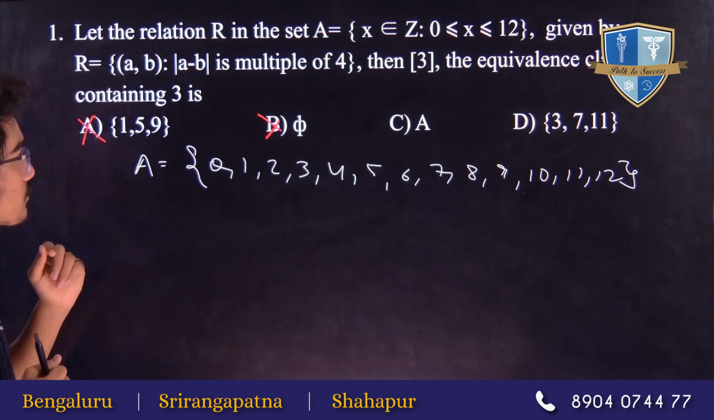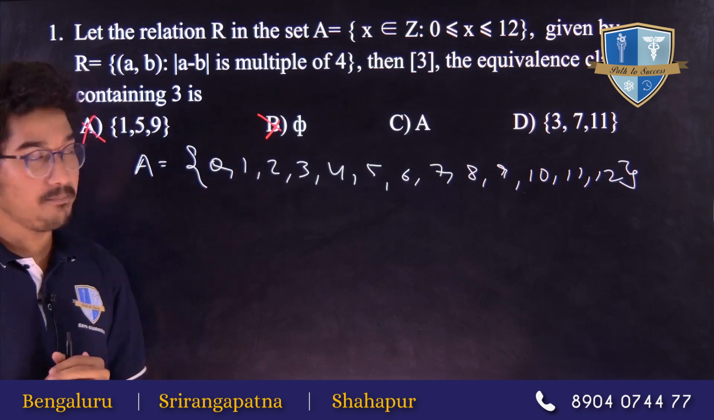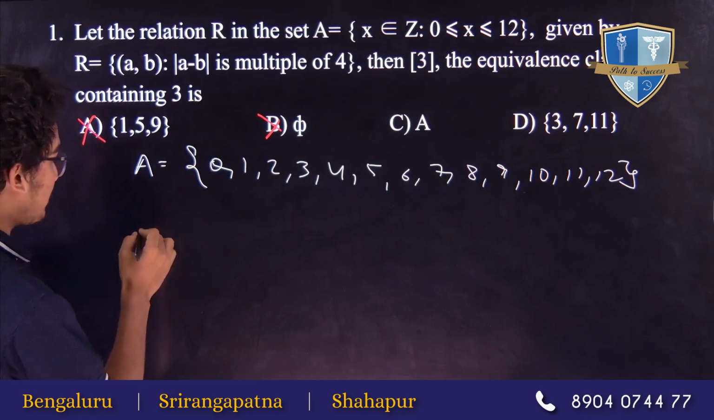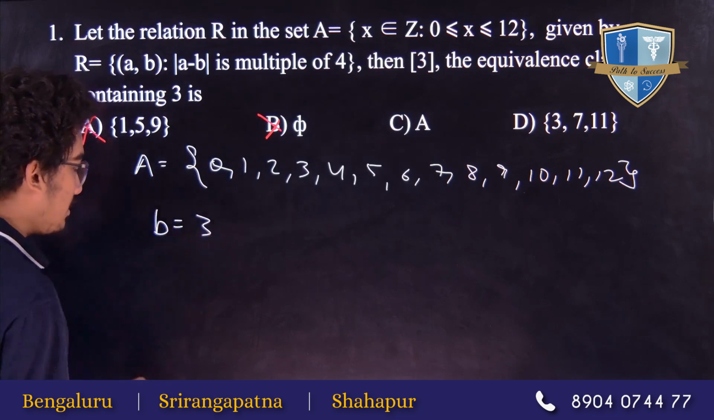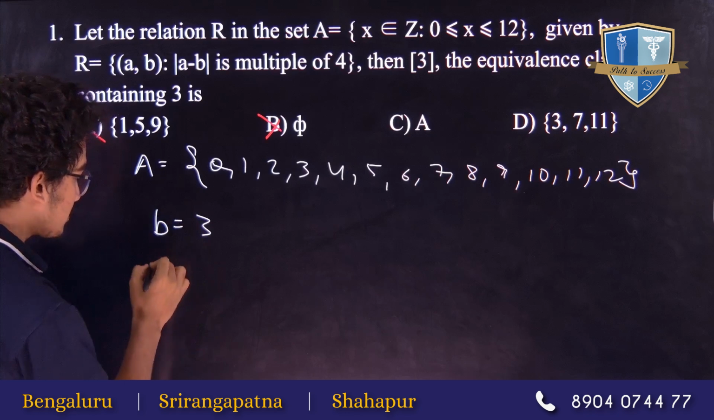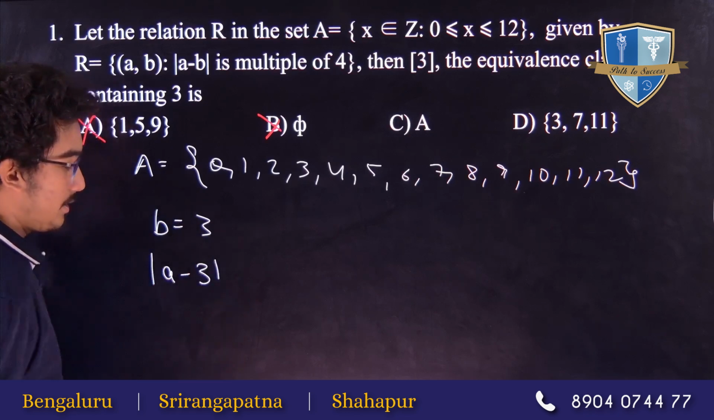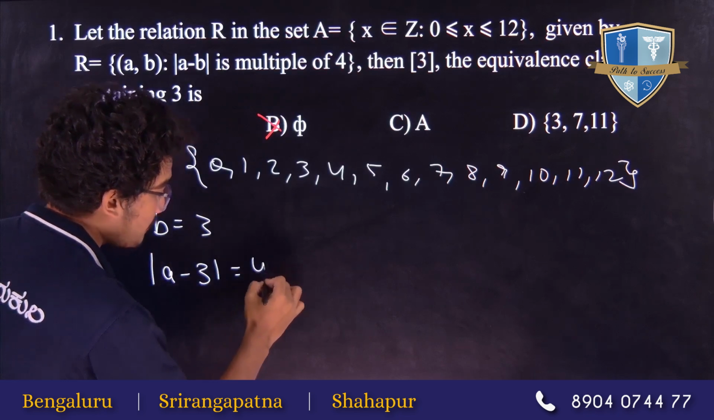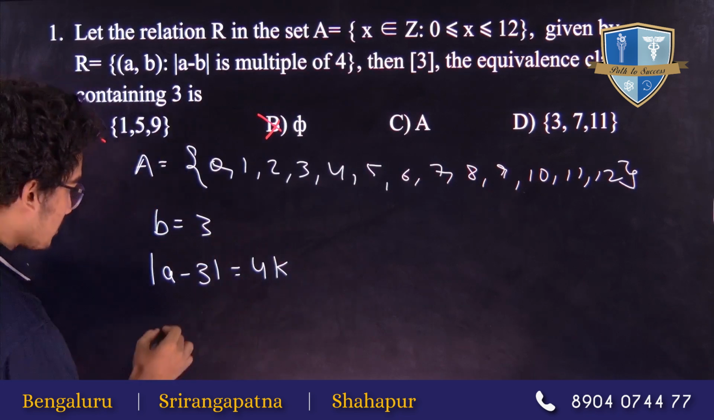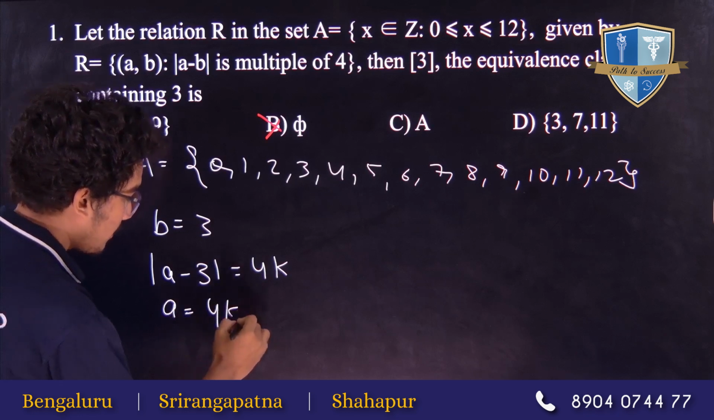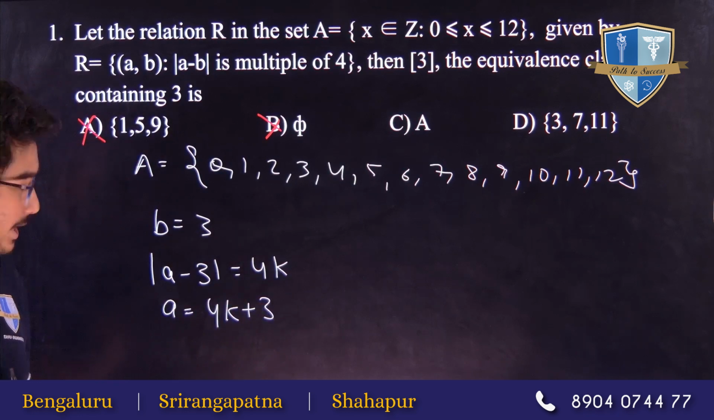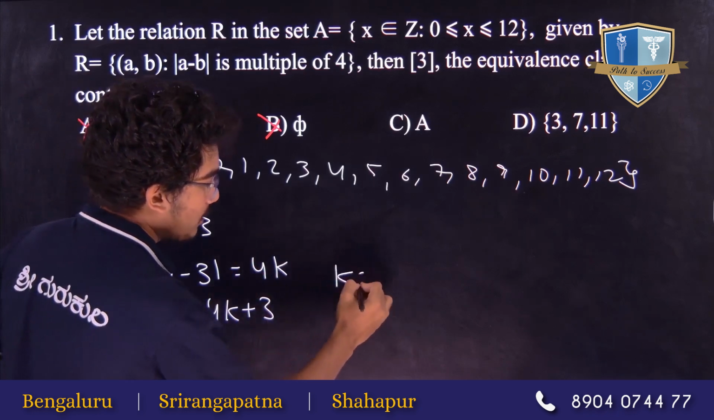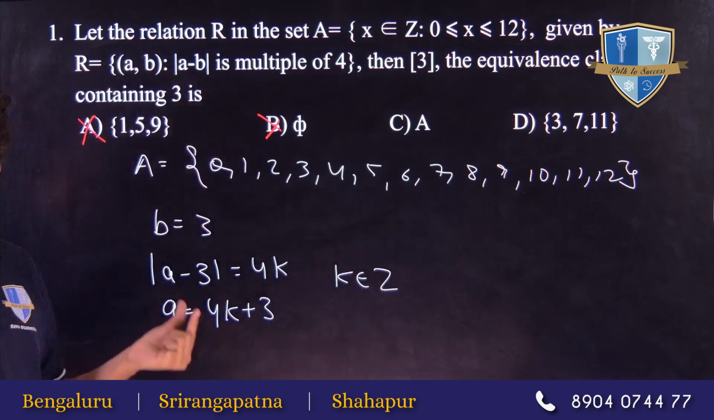Now let's see: for the set containing 3, either a or b must be 3, correct? So let's take b to be 3. If b is equal to 3, then the absolute difference, that means a minus 3, should be a multiple of 4, meaning 4 times k, correct? So a is equal to 4k plus 3. Now let's calculate the values of k. Here k is an integer, k belongs to integers, so we'll put in integers one by one.